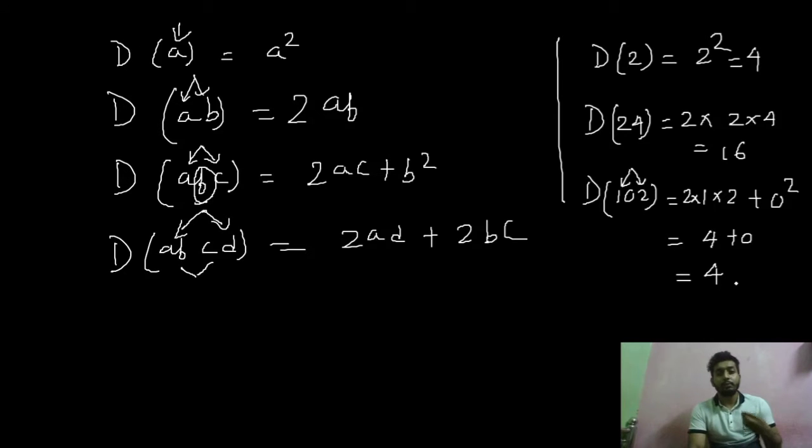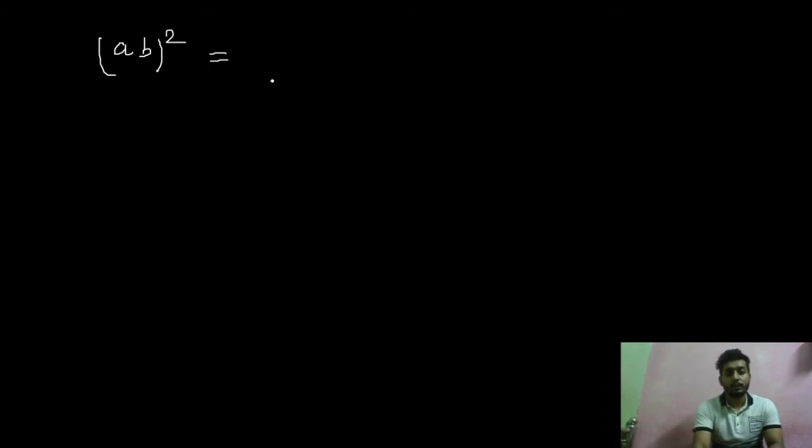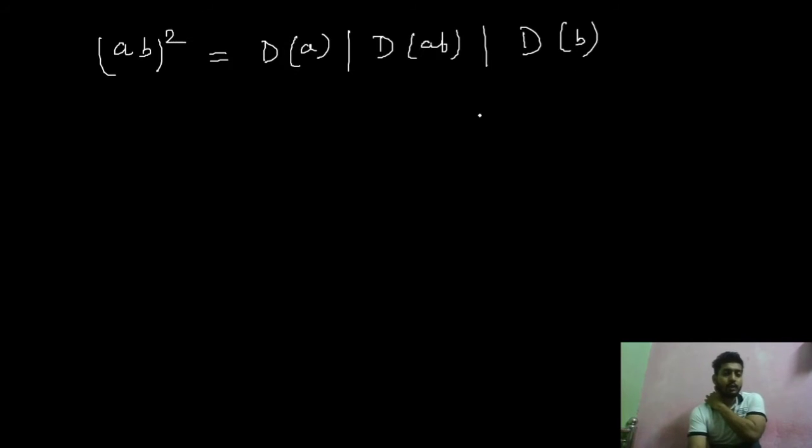This is the way to find the duplex of a certain number. We will use this method to find the square of any general number. So how do we find the square of a number using the duplex method? Suppose there is a two digit number AB. How do we find the square of that number using the duplex method? This is the way. Since it is a two digit number, the square will be duplex of A slash duplex of AB slash duplex of B.